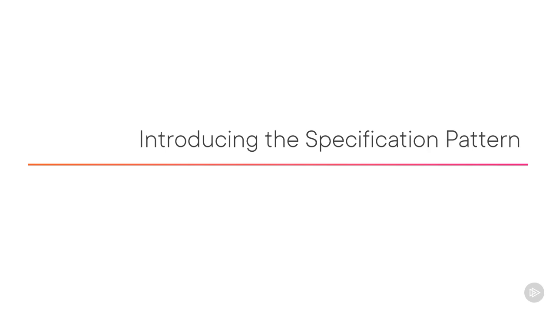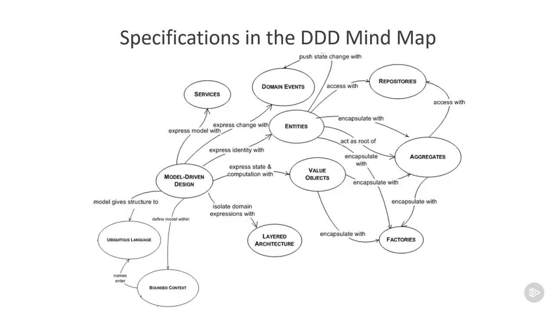Eric Evans introduces the specification pattern in the original book on domain-driven design. Although it's covered in Evans's DDD Blue Book, the specification pattern isn't listed in the book's mind map. And honestly, it doesn't get the attention it deserves. Factories are in the book's mind map, but specifications aren't, even though in my experience, they play a much larger role in producing a clean domain model design.